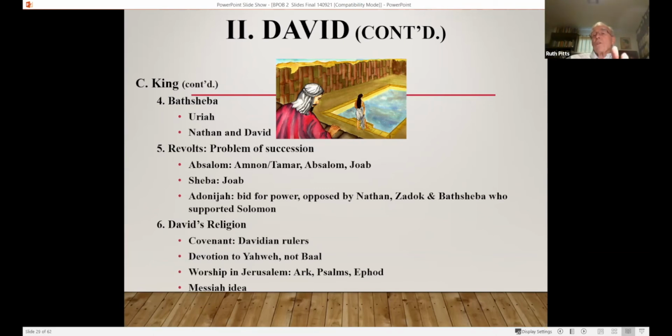And then the worship has become centered at Jerusalem with the ark, with the Psalms, and with the special way in which you can hear the word from God, this garment called the ephod. But especially important now is the notion that in the future, a future ruler will come and rule in the manner of David. And so this is the notion of a Messiah.